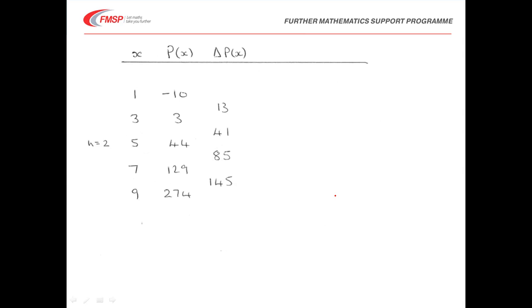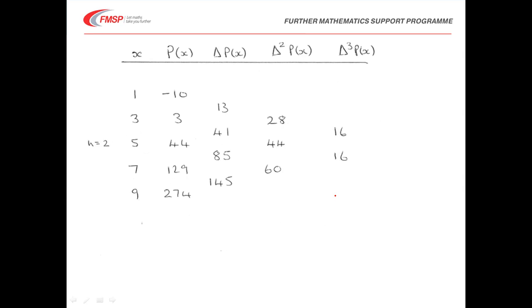Now it's not linear, it's not of degree 1 because those aren't a constant. So I'm going to need another heading. And so I calculate 41 take 13, 85 take 41, and 145 take 85, and I'm beginning to get worried because it looks like it's going on forever. So let's try the third difference. I get 16 and, phew, 16.